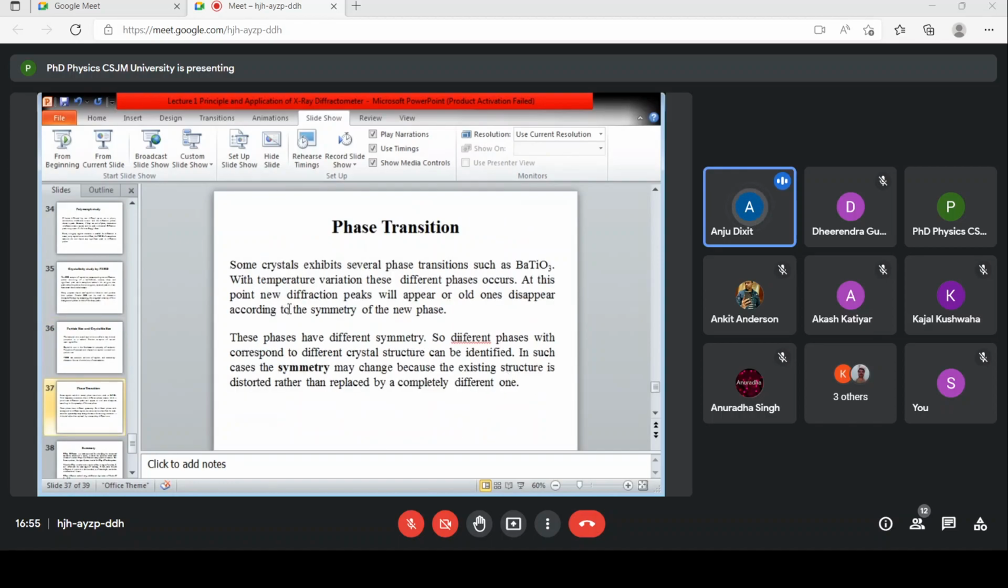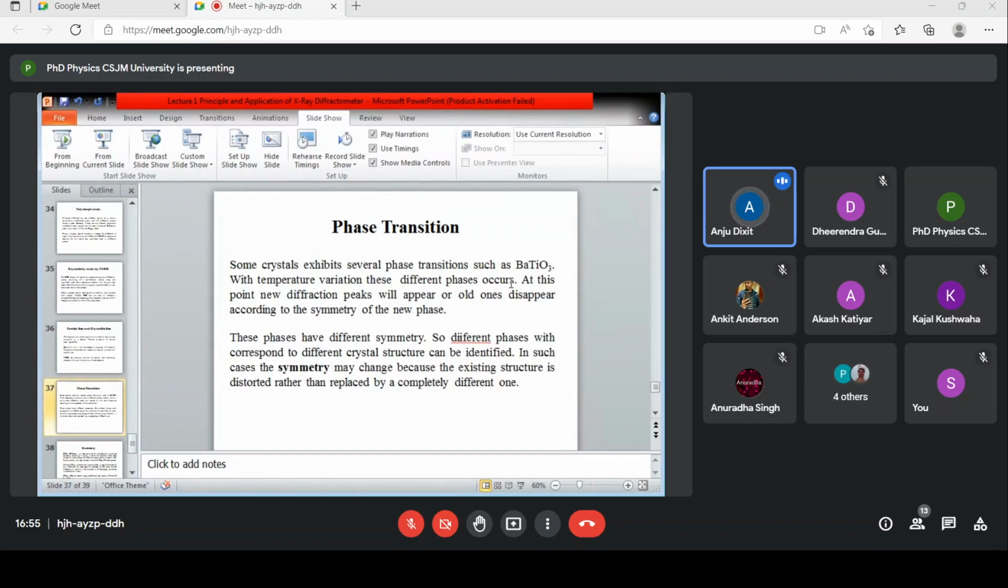Then phase transitions can be detected with the help of PXRD by applying, obviously, temperature conditions. Some crystals exhibit several phase transitions, such as barium titanate. Barium titanate has three phase transitions. They all can be detected with the help of phase transition X-ray diffraction. So with temperature variation, these different phases occur.